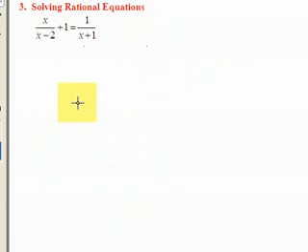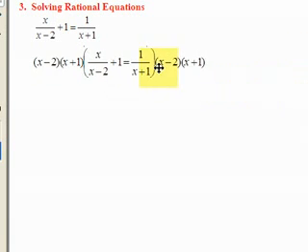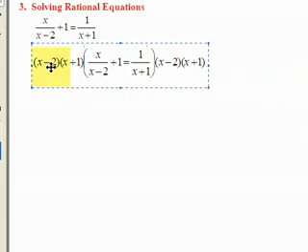Last but not least is how do we use the least common denominator to solve rational equations. This is an example of a rational equation, and as we can see, again, the least common denominator is x minus 2 and x plus 1. So what do we do differently here? Well, what we do in this situation is we multiply both sides of the equation by the least common denominator. And it looks like this. The least common denominator again is x minus 2 times x plus 1, and we multiply both sides.